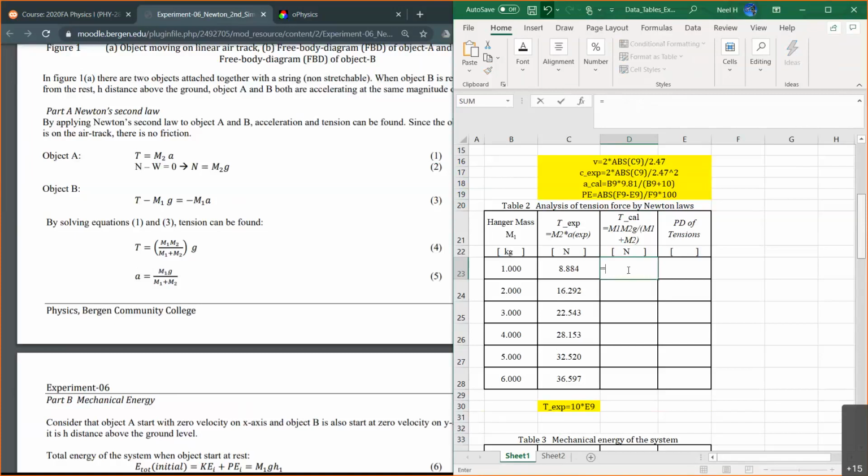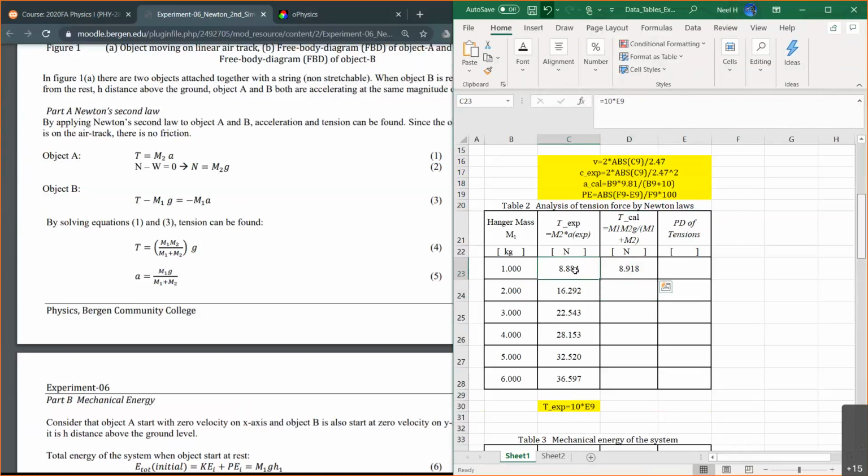Equal sign, parentheses, M1 is this number right here, because M1 changes. Because of that, it's better to call that cell value, times M2 is 10 kilograms, times gravity 9.81, close brackets, divide by parentheses, M1 cell value B23 plus M2 is 10 kilograms because M2 doesn't change. Hit enter. If our prediction is correct and the simulator did the correct calculation itself, we should get about the same values.